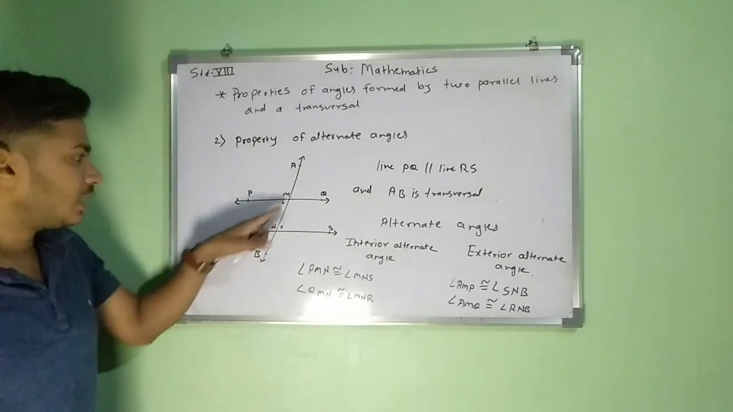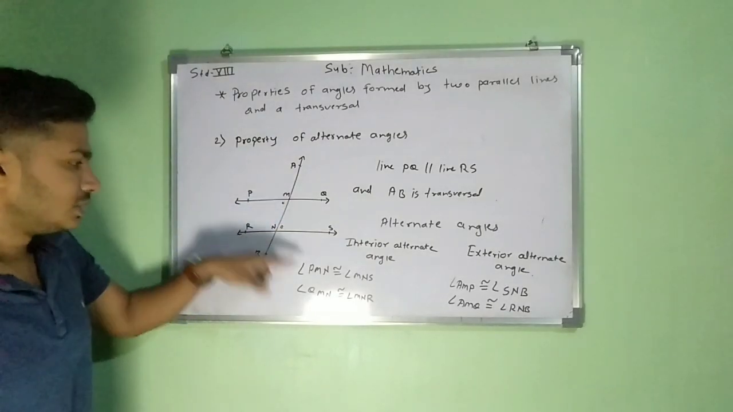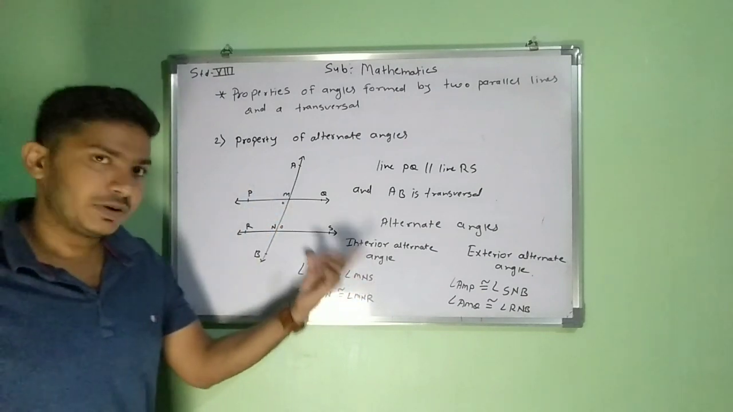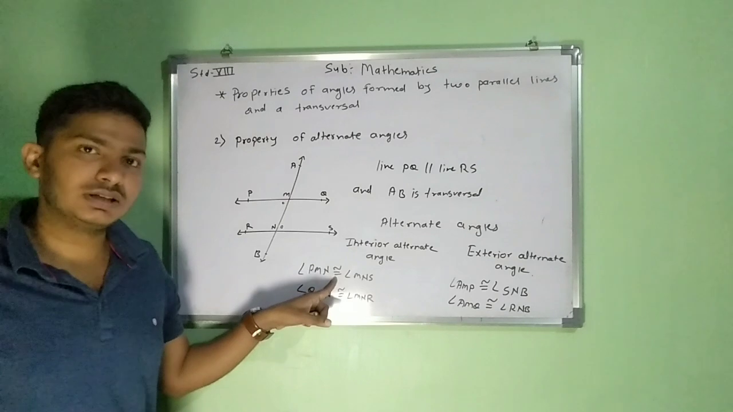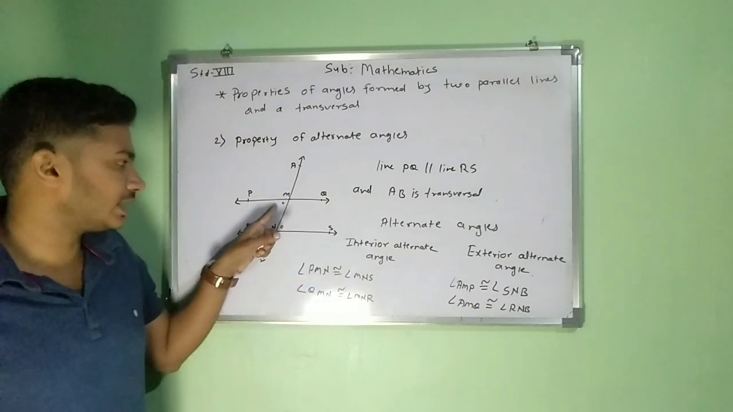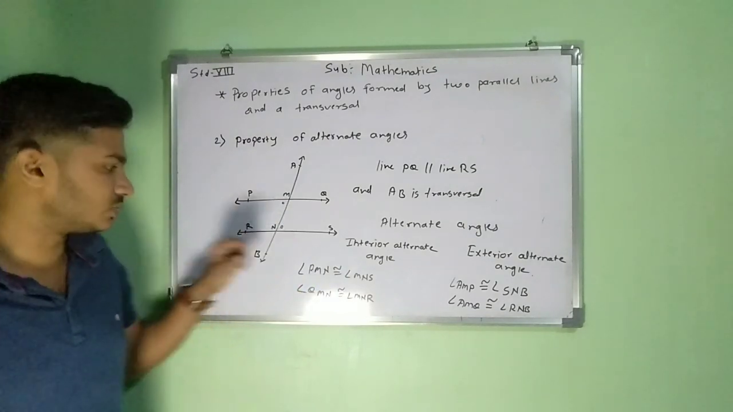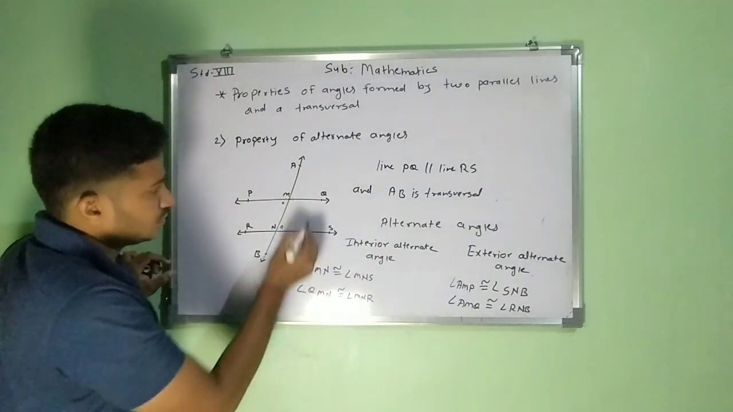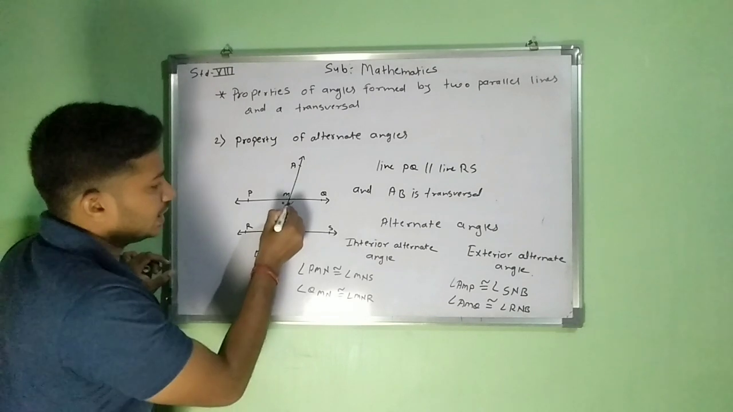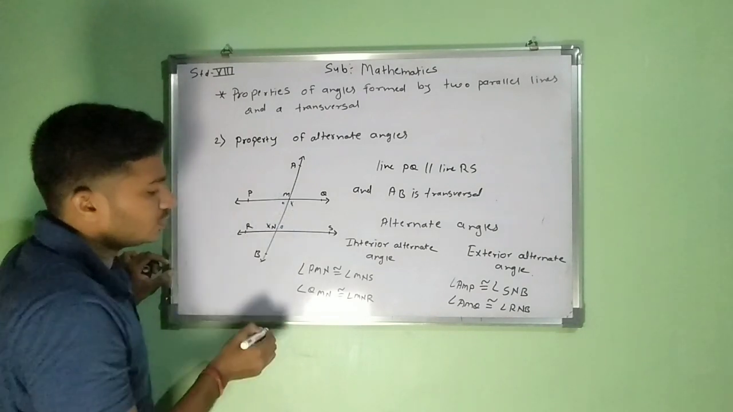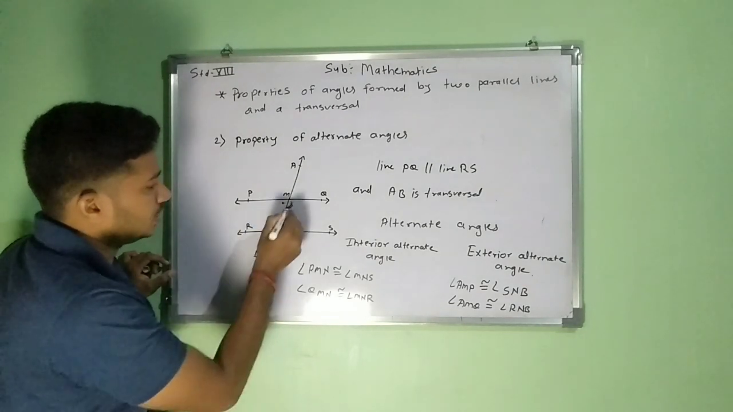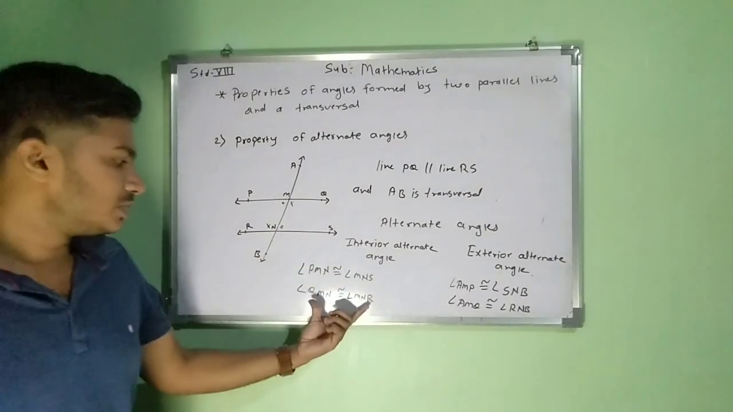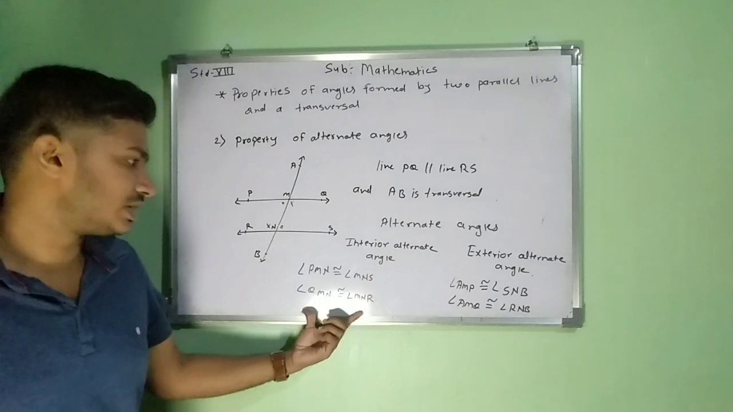So PMN and MNS, these two angles are interior alternate angles. Now the property of these interior angles is they are also congruent to each other, that means whatever will be the measurement of this angle, that will be the same for this angle also. And the second pair is angle QMN, this angle, which is congruent to this angle MNR, that means these two angles also have the same measurement.